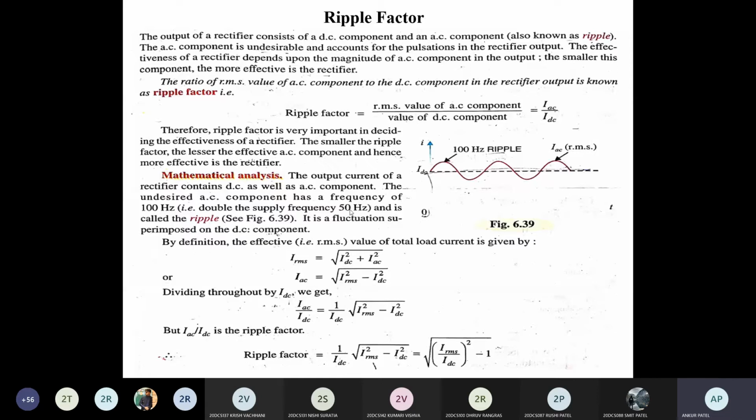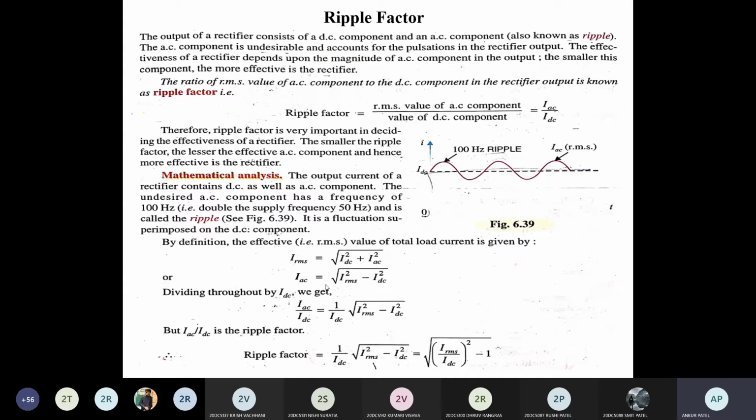In the mathematical analysis, the output current of rectifier contains DC as well as AC component. The undesired AC component has a frequency of 100 Hz, double the frequency of 50 Hz, and is called ripple. It is a fluctuation superimposed on the DC component. You can see this DC and over it we have this AC component. By definition, the effective value of total load current is given by I_RMS = under root of I_DC squared plus I_AC squared. So I can write I_AC = under root of I_RMS squared minus I_DC squared.